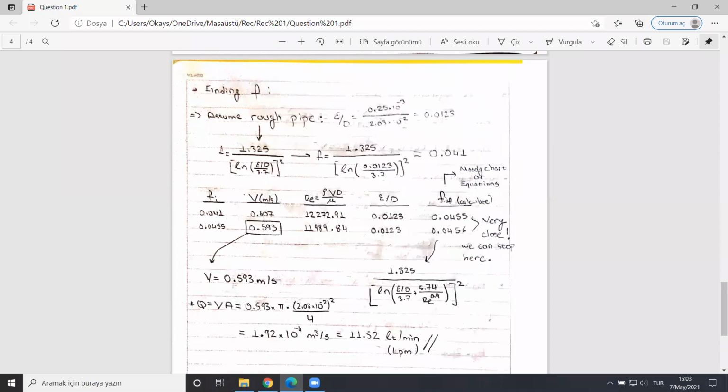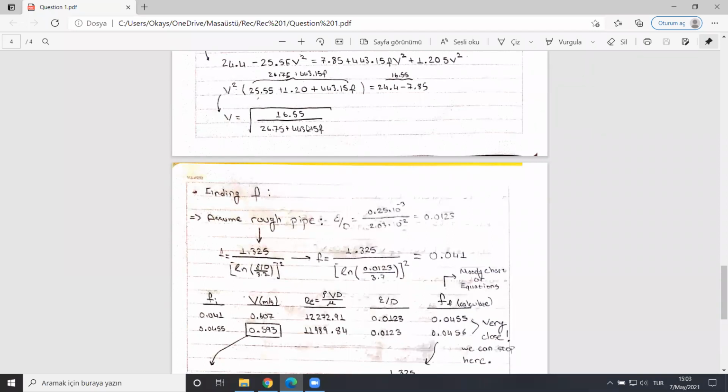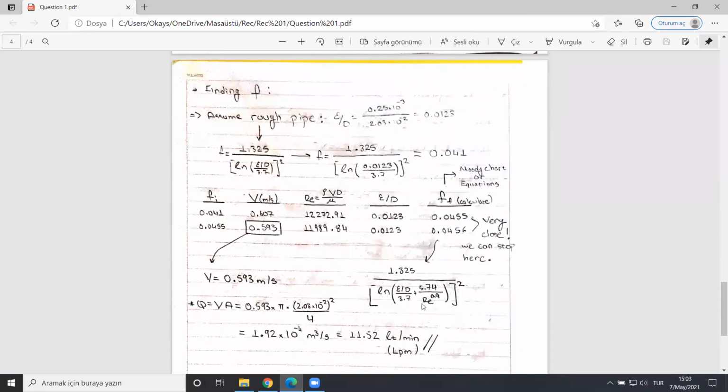So what is the next step? You take this F value and accept it as your initial F this time, bring it here, and you will repeat the same process. Take this F, put it into this velocity equation, get your velocity. For this velocity, calculate your Reynolds number, and for your Reynolds number, use this equation or Moody chart and calculate your final F value, which is 0.0456.